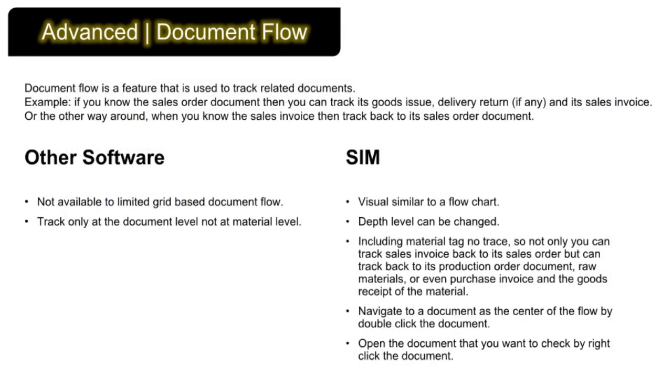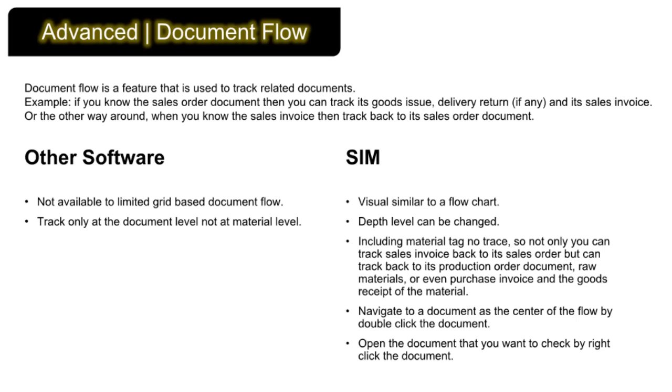Document flow is a feature that is used to track related documents. For example, if you know the sales order document, then you can track its goods issue, delivery return, if any, and its sales invoice. Or the other way around, when you know the sales invoice, then you can track back to its sales order document.